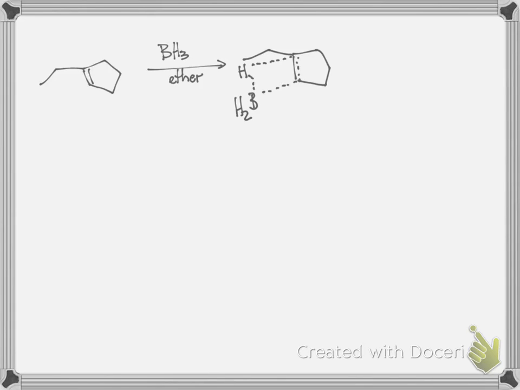So we don't really have an intermediate, we have a transition state, and this transition state with the boron away from the ethyl group is favored sterically. Because there's also charge separation in this intermediate, this option is also favored electronically compared to the other alternative with the boron attached to the more substituted carbon.